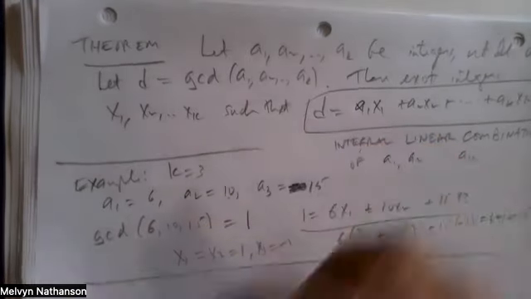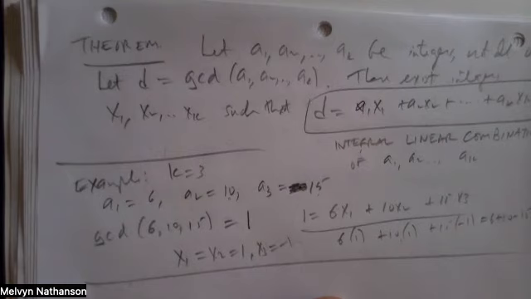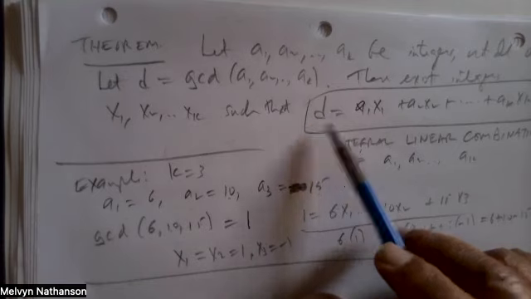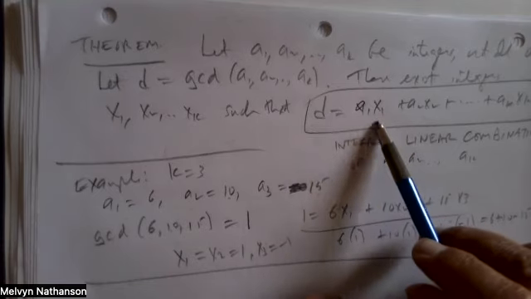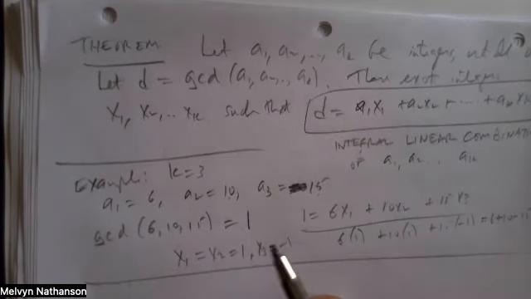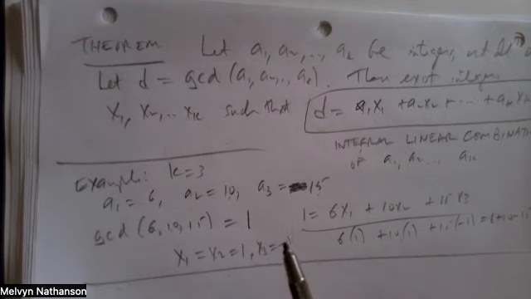So the theorem says that the greatest common divisor of a finite set of integers can always be written, not necessarily uniquely, in fact, never uniquely, always there are many different ways to do it, but there's always some representation of the greatest common divisor as an integral linear combination of my numbers, A1, A2, up to A sub k. Any questions about what this means?